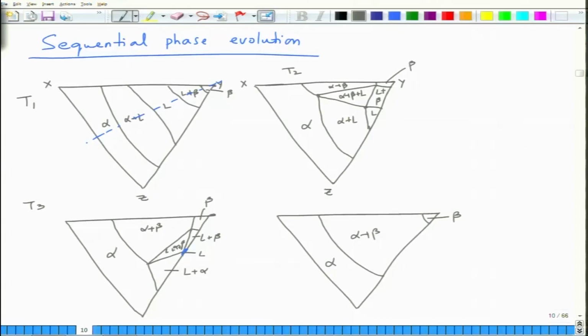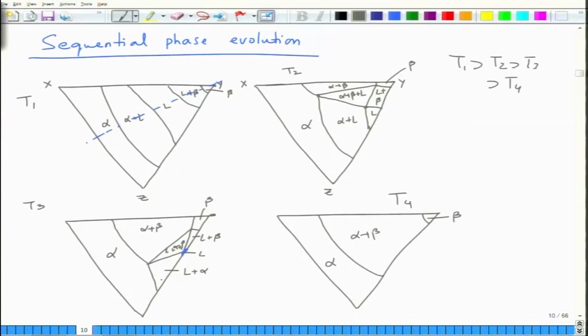by terminal solid solutions. As you decrease the temperature further to T2, so T1 is greater than T2 is greater than T3 is greater than T4. So, this is T4. Okay. So, you can see that your alpha plus beta two-phase field has started forming, the liquid shrunk, and there is an increase in the areas of two and three phase fields regions, with some expansion in the single phase field regions.